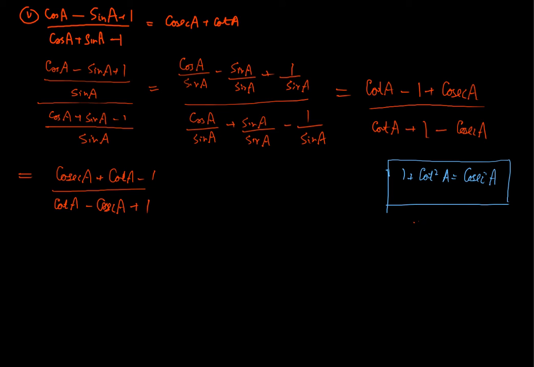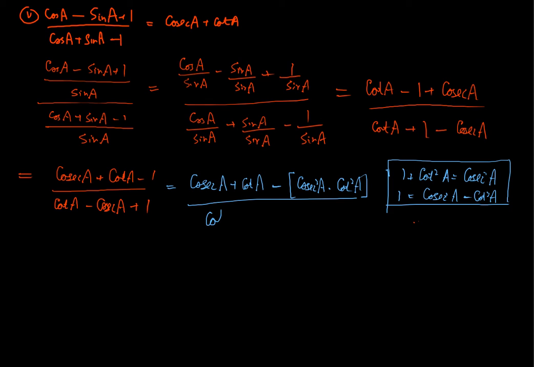So what we can do is, if 1 plus cot square A is cosec square A, then 1 can be written as cosec square A minus cot square A. So instead of 1, we can write cosec A plus cot A minus (cosec square A minus cot square A), and this whole thing divided by cot A minus cosec A plus 1.